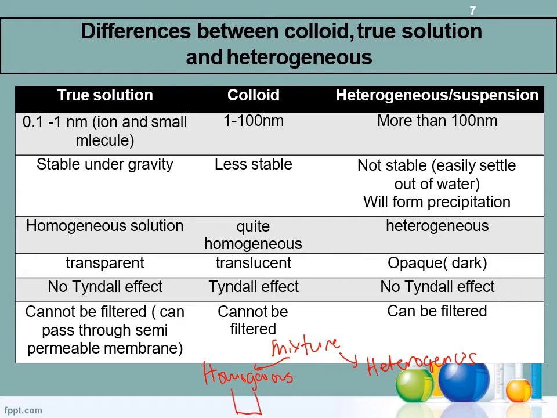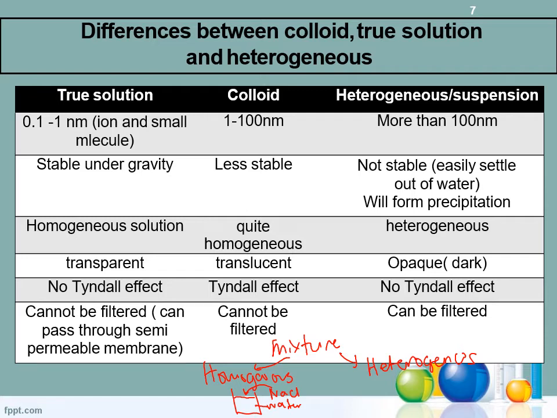So for an example of a homogeneous mixture, we have sodium chloride. Sodium chloride is mixed into water as a solvent. The sodium chloride will be mixed uniformly in the water, forming a salt solution. That's an example of a homogeneous mixture.